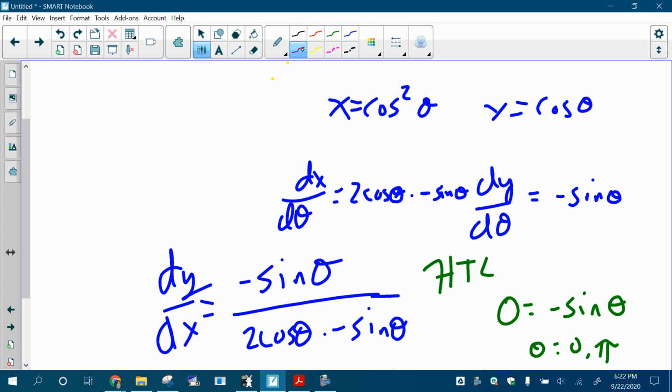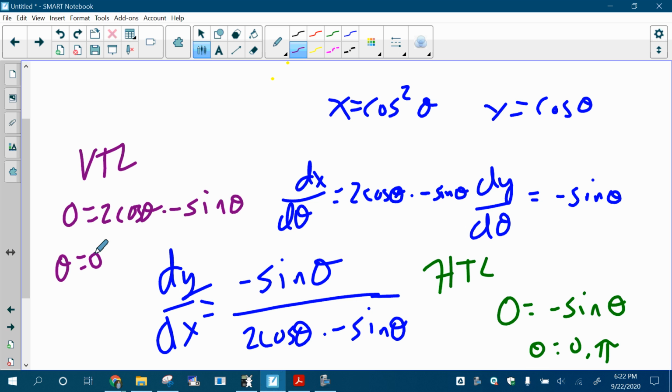When am I going to have vertical tangent lines? That's when dx d theta equals 0. It's when this equals 0. This is already factored. So when is this going to happen? It's going to happen at 0, pi halves, because at pi halves the cosine is going to be 0, and at the pi and 0 sine is going to be 0. So it's going to end up happening in all of these.